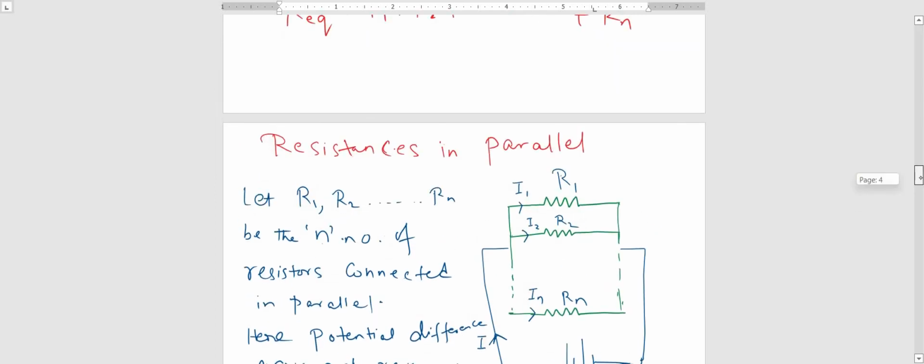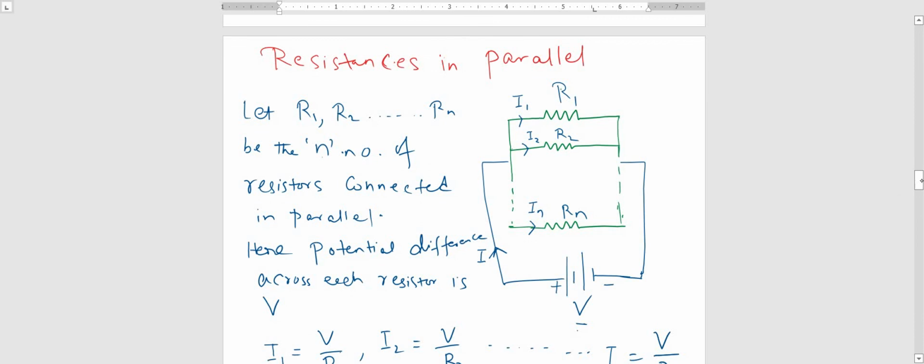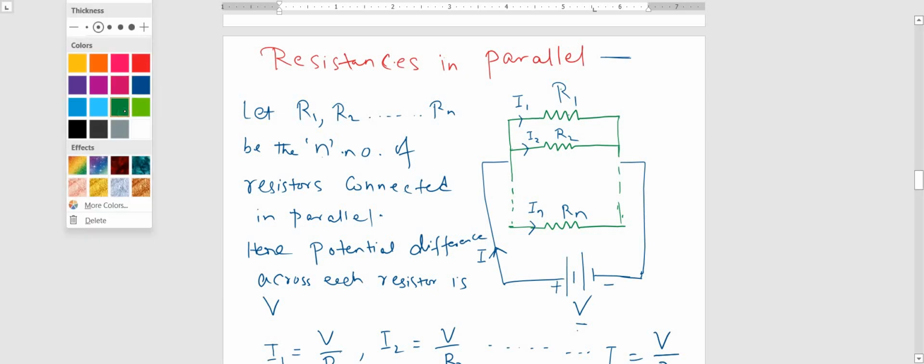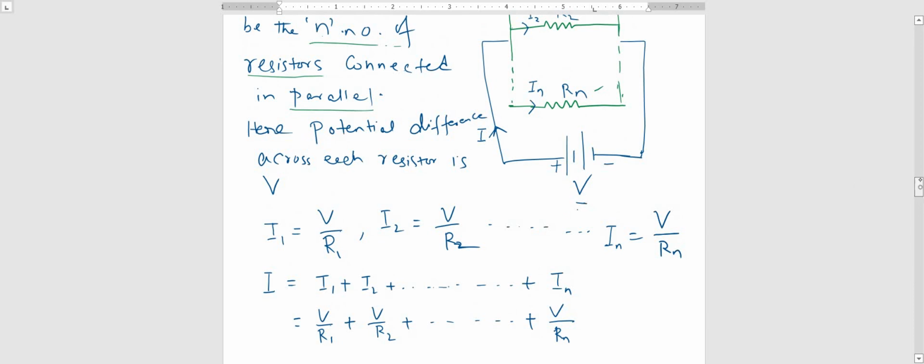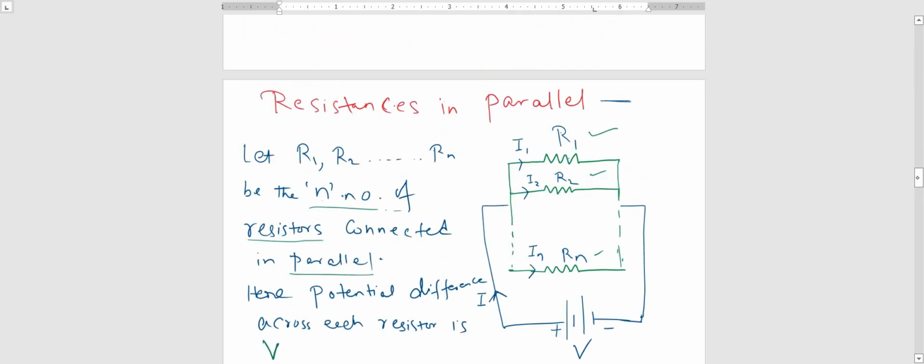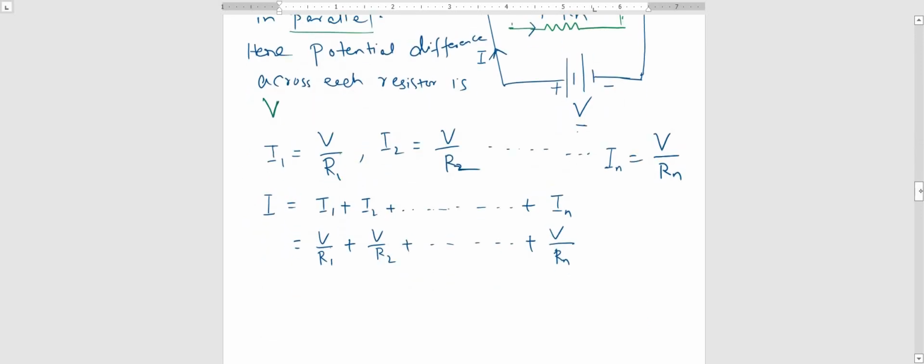Again I'm starting এখান থেকে resistances in parallel. What I have done, I have connected different resistances in parallel. R1, okay, R2, like this, all connected in parallel. So you have got n number of resistances connected in parallel. Now always remember, when resistors are connected in parallel, the potential difference across each resistor is same. Okay, so potential difference across each resistor is V only. Okay, so but the current is different. So I1 is equal to V by R1, I2 is equal to V by R2, like this. In is equal to V by Rn.